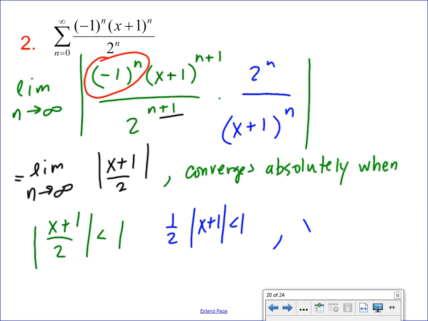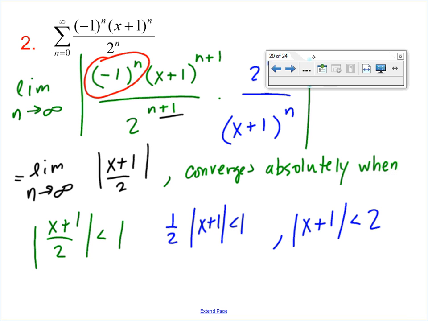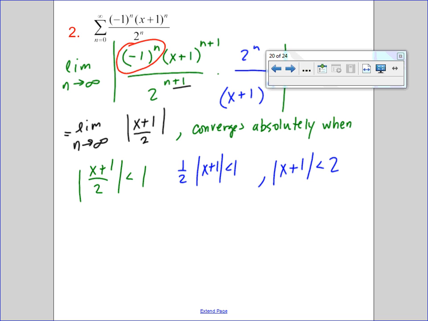Which means that my radius of convergence is 2. Are you guys getting a radius of convergence of 2? Which means that the interval on which the series converges is -2 less than x plus 1 less than +2. So I know that the series converges on the interval -3 is less than x is less than 1, yes?